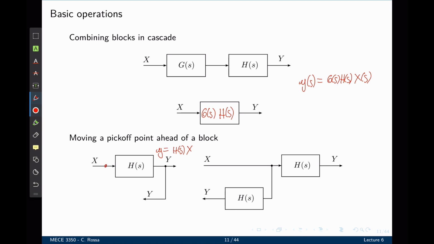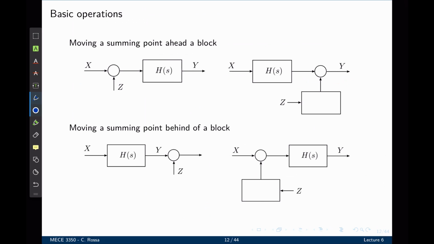If you now move this pickoff point ahead of the block, the output signal here is x. So to maintain the same signal, we must now multiply that line by h of s so that the output becomes h of s times x, which is exactly what we had in the beginning. So the output here originally was h of s times x, and the output in the new block is again h of s times x. So the signal is maintained.